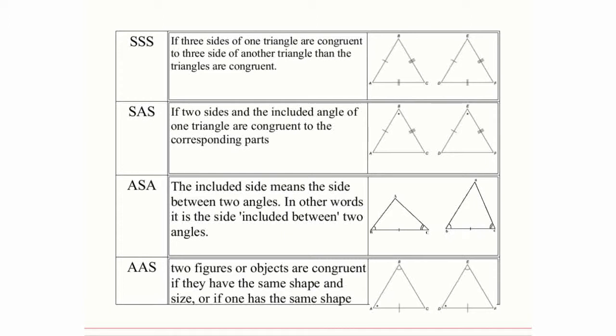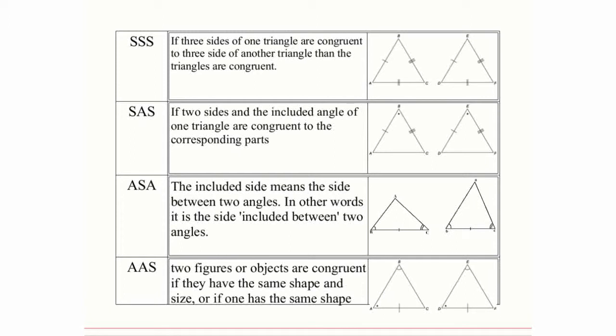If you look at a basic side-side-side situation, you're given, for example, AB, AC, and BC. You have to prove those are the same as DE, EF, and DF. Simple enough. Side-side-side: if three sides of one triangle are congruent to three sides of another triangle, then the triangles are congruent. Obviously, they can't be any different in length, or it just won't work.